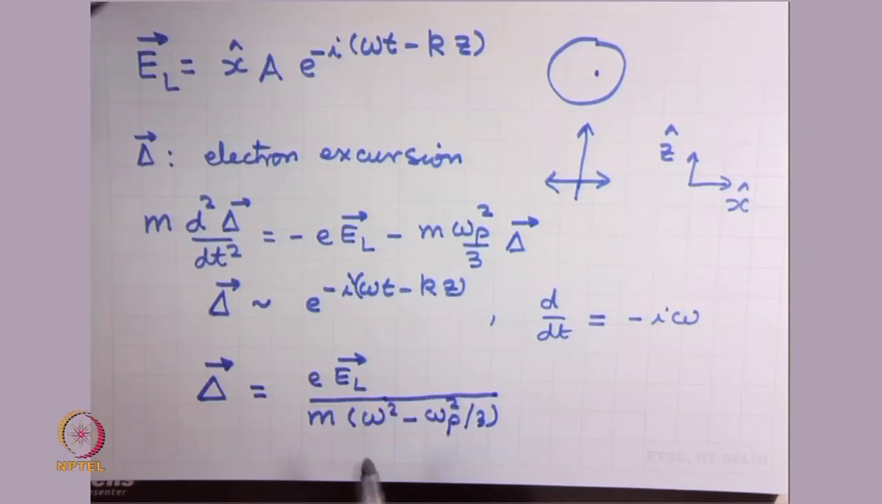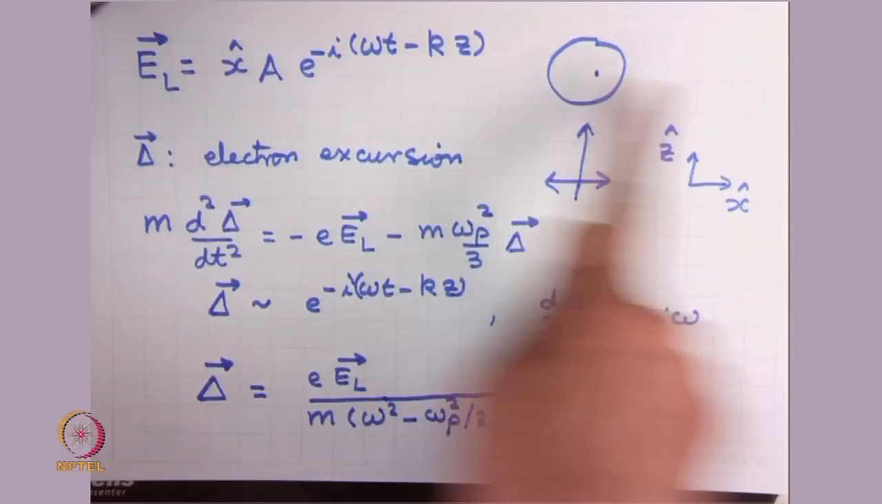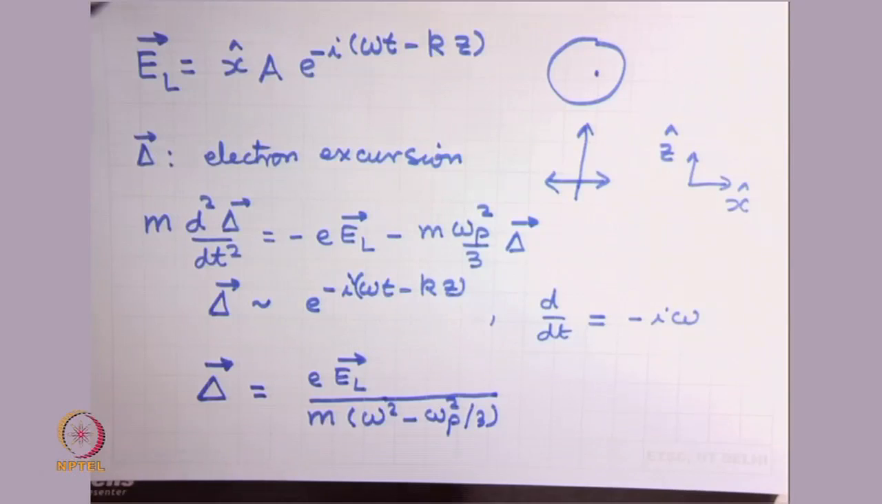This is a beauty here, that this expression has a resonance in the denominator. At omega equal to omega p by root 3, the excursion would be very large. So, if you choose a cluster whose plasma frequency was such that omega p is equal to root 3 omega, where omega is the frequency of the laser, then the electron cloud will oscillate with a very large amplitude. This is a very important thing. Now, if I calculate the electric field due to the space charge in the overlap region, using this value of delta, how much is this? Let us see.